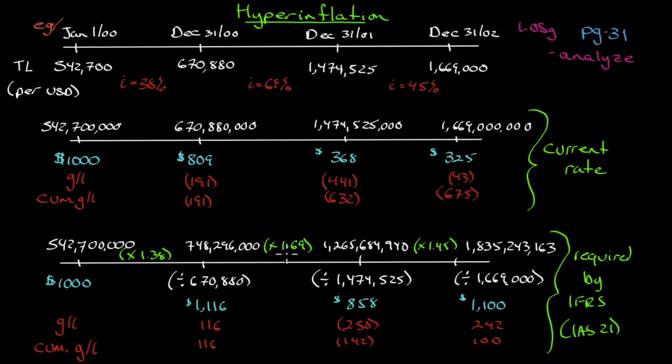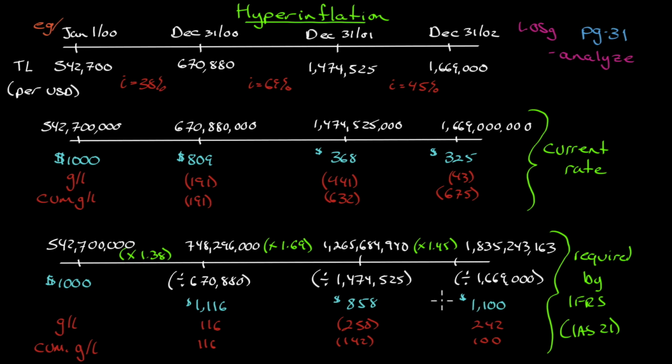Well, next year multiply by 1.69, so that if we sold it on December 31st, 2001, given that we had 38% inflation followed by 69, that asset should sell for 1,265,000,000 Turkish lira. And if the exchange rate is 1,474,000, if we divide that to see how many US dollars it is, it's 858. Now we have a loss. And then you do the same thing in the third year. If inflation was 45%, multiply it by 45% to get what the fair value is in Turkish lira, convert it at the current exchange rate, and figure out what it is in US dollars.